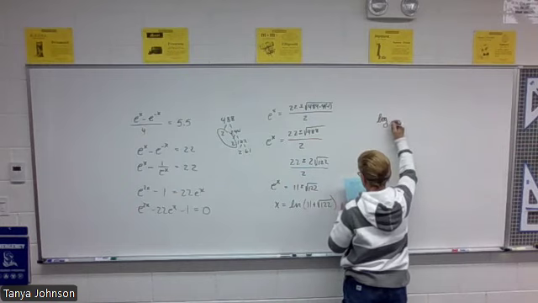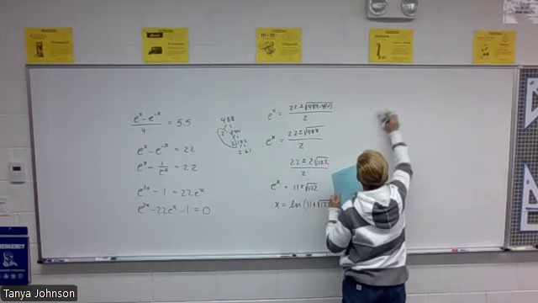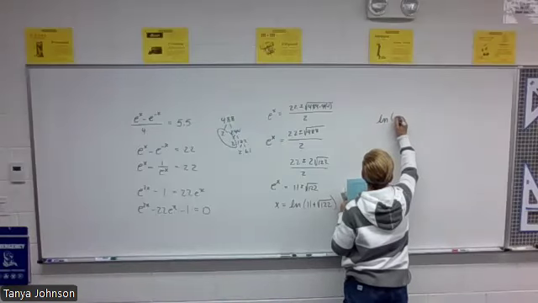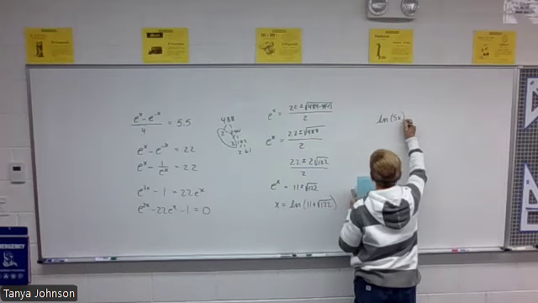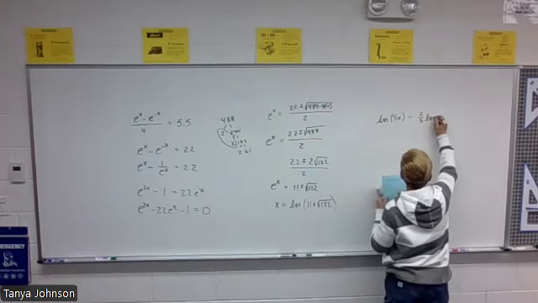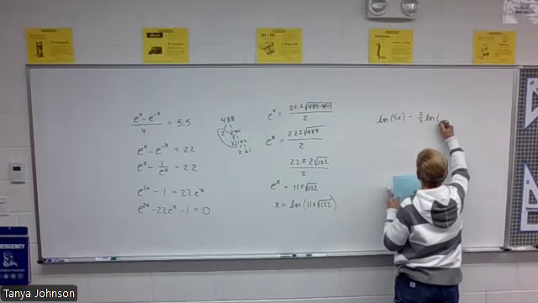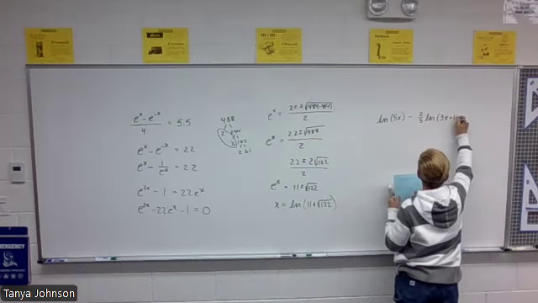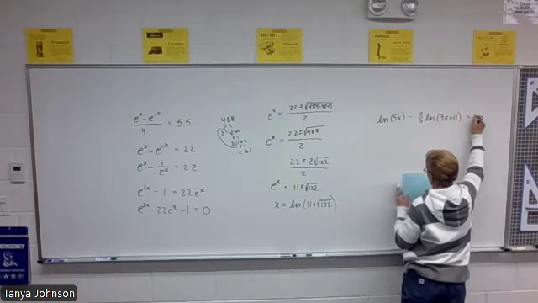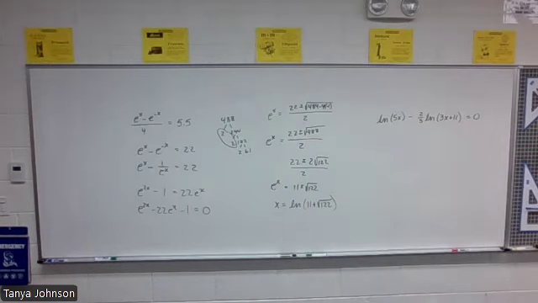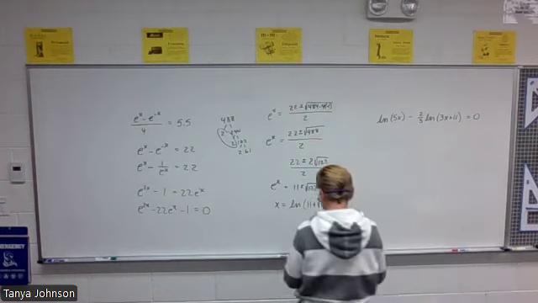Let's do, I'll do a natural log. Natural log of 5x minus 2/3 the natural log of 3x plus 11 equals 0. Let's solve that thing for x algebraically. What's your first move?